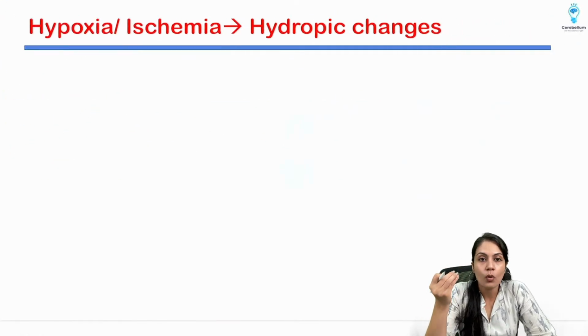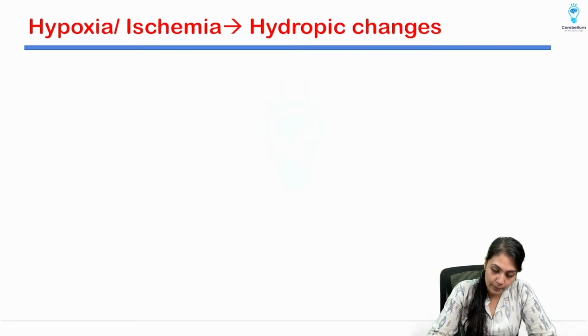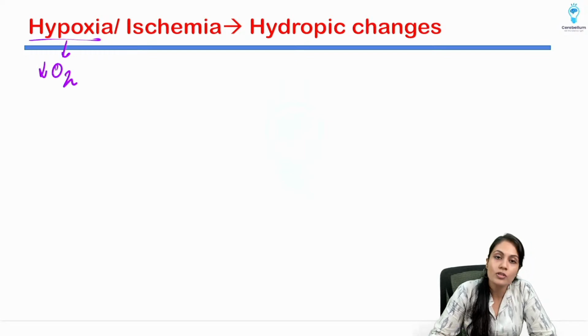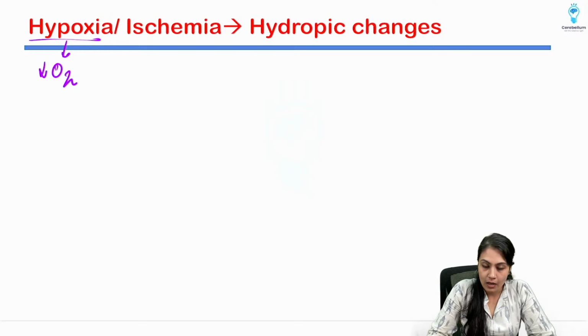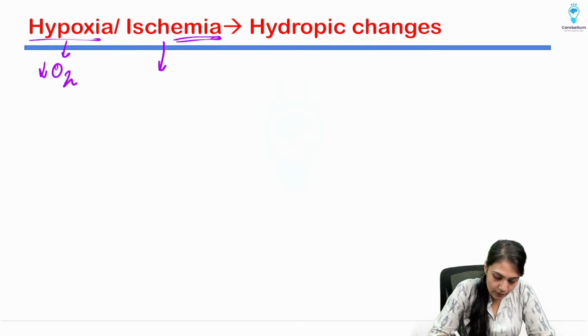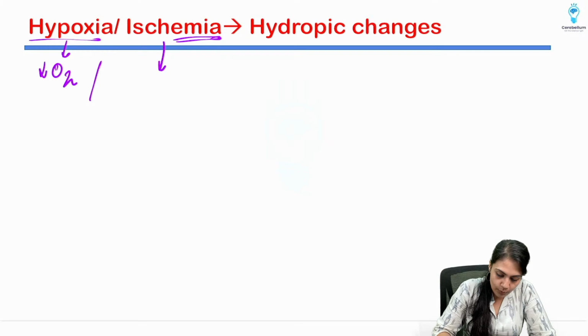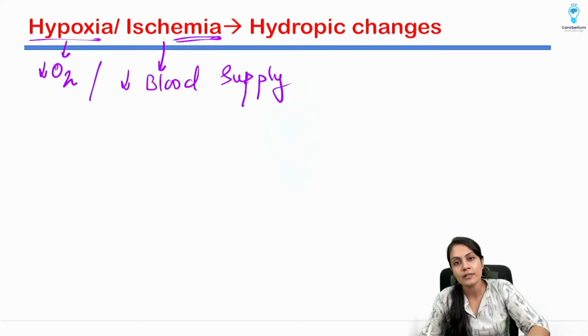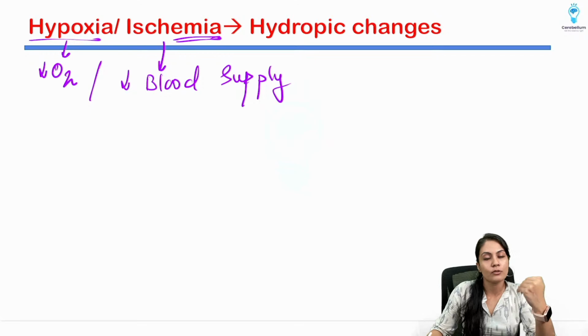The clinical application of this: if there is hypoxia or ischemia, what is going to happen? Hypoxia, what do you mean by that? There is less oxygen supply. What do you mean by ischemia? I told you emia means blood, ischemia means decrease or absence of blood over there, right? So either you decrease the supply of oxygen or you decrease the blood supply itself. Ultimately, if the blood supply is decreased, that means nutrients are decreased, and the oxygen, obviously, is also going to decrease. In both conditions, what is going to happen?